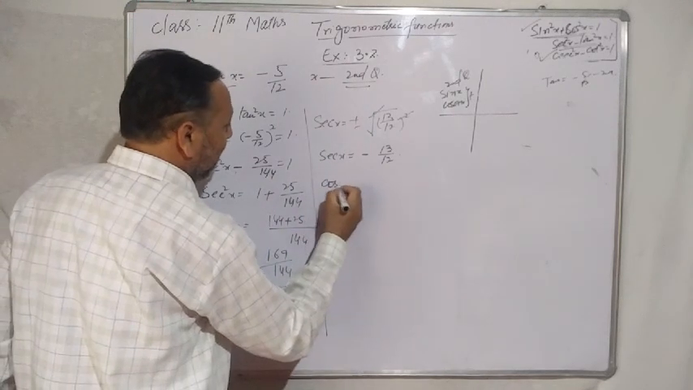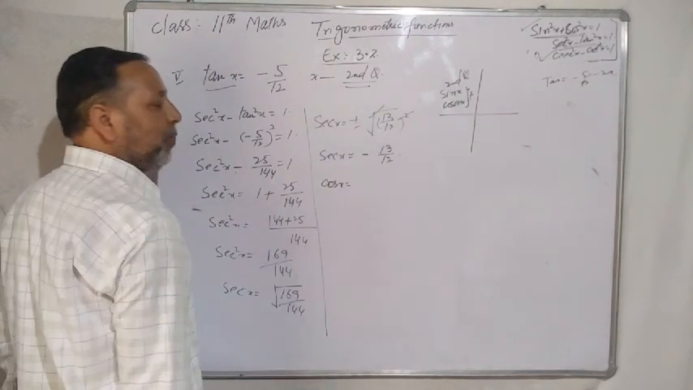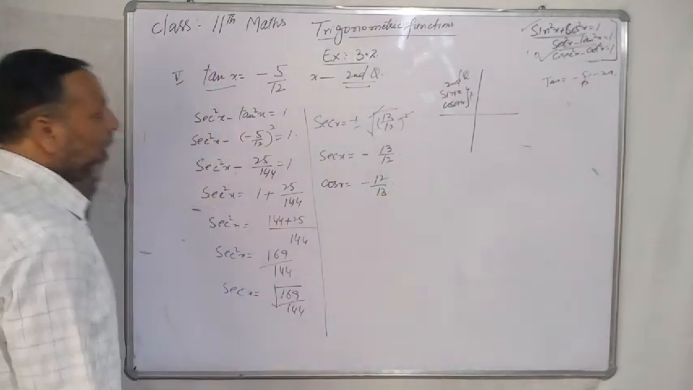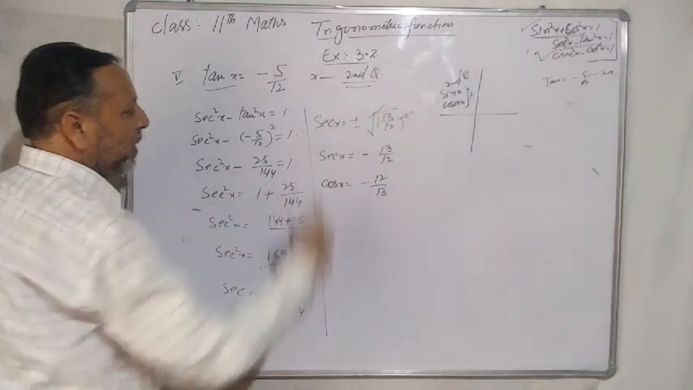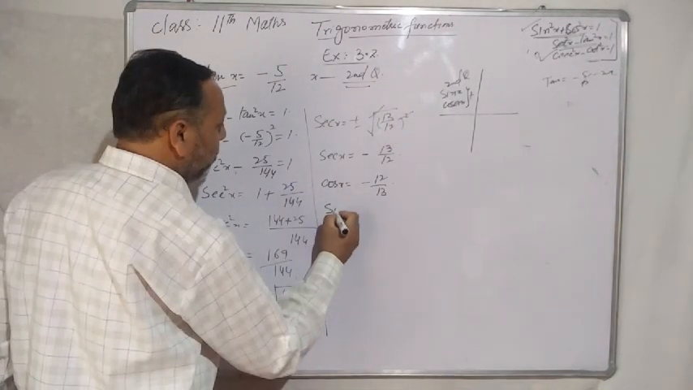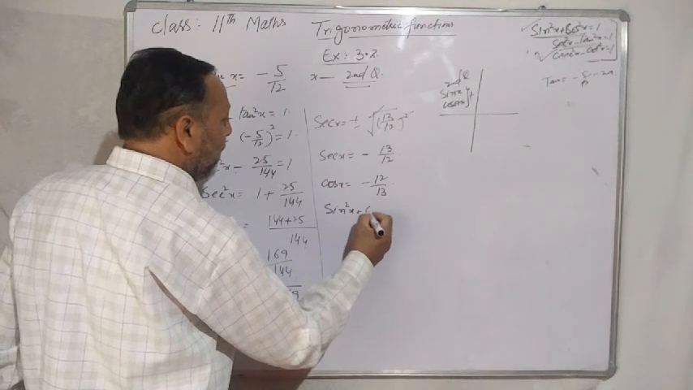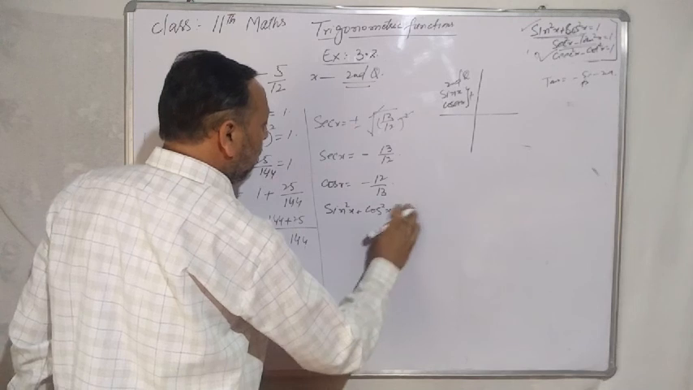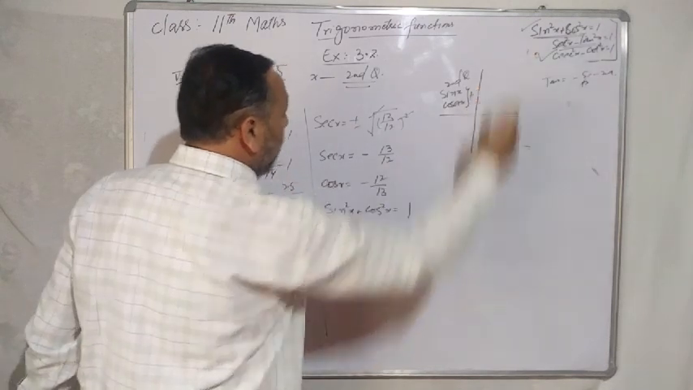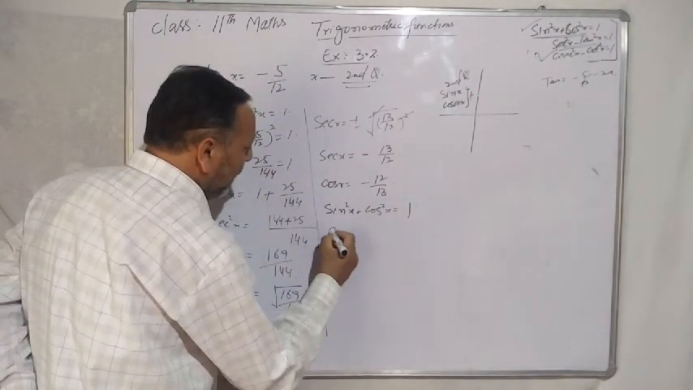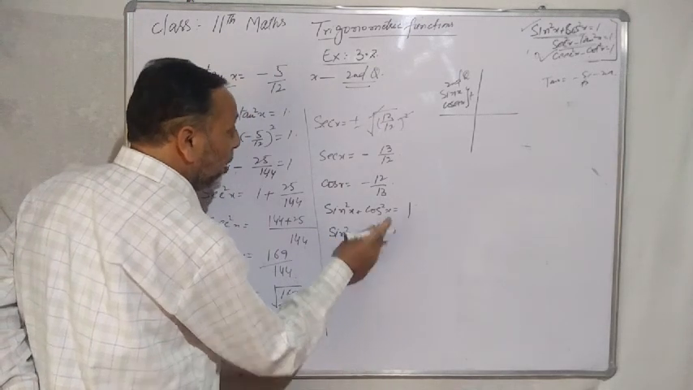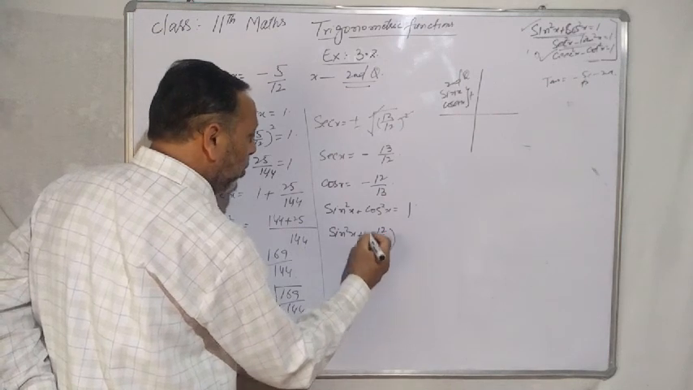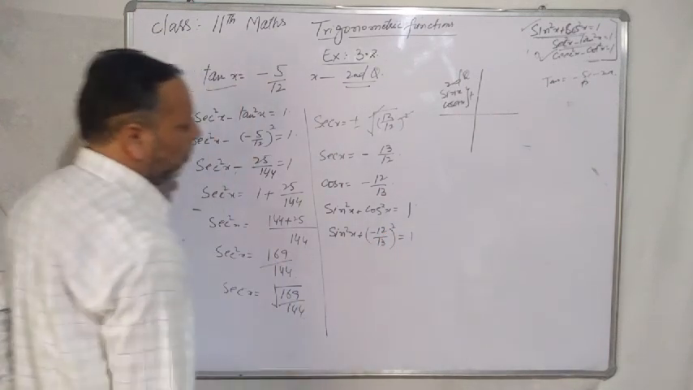Now cos x is the inverse of sec x. So minus 12 by 13. Now cos we know, we can find sine. Use the identity sine square x plus cos square x is equal to 1. So it is sine square x plus cos square x. Cos is now minus 12 by 13. It is minus 12 by 13 whole square is equal to 1.